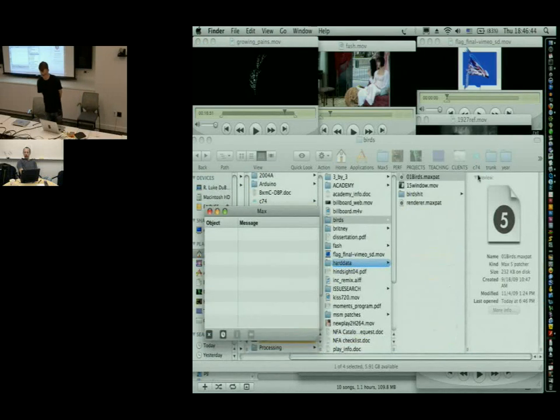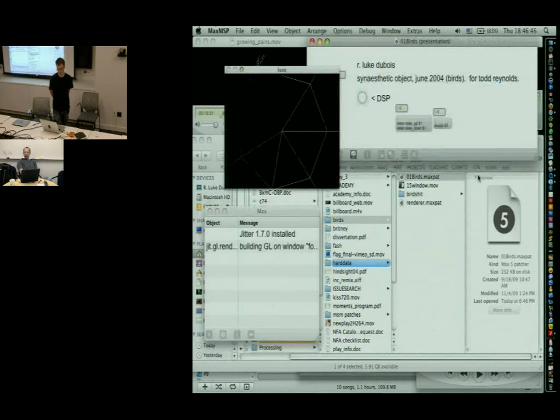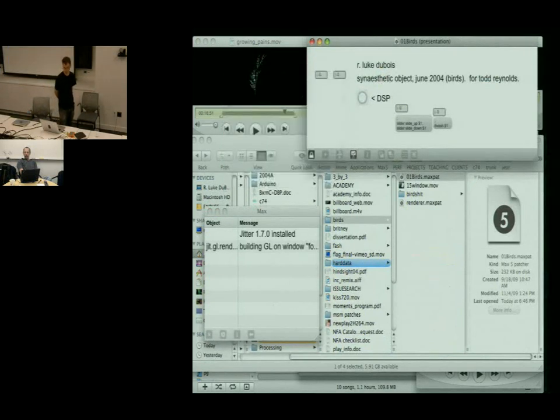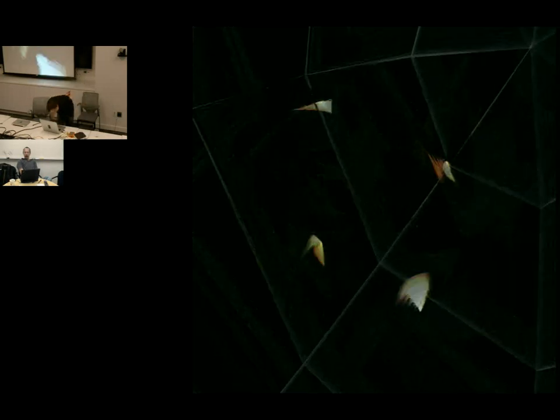Just to give you a couple quickie examples from the repertoire, this is another performance algorithm that I use once in a while. And of course it's not working. Hello. Oh, there it is. Yeah, it is working. These guys are listening to me, right? They're listening to me. And they're visualizing my voice.